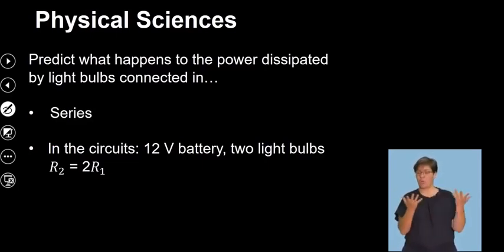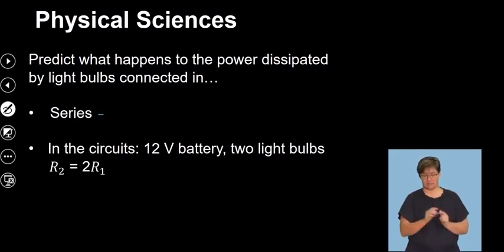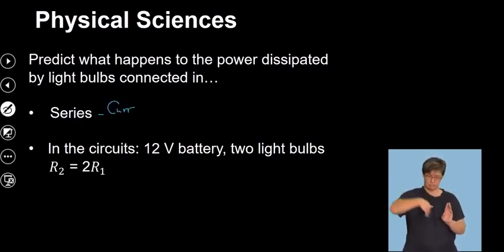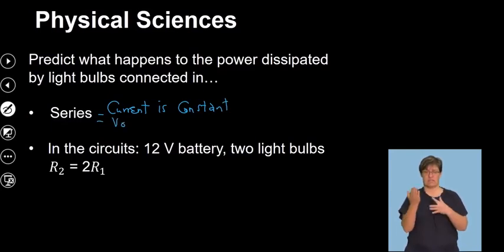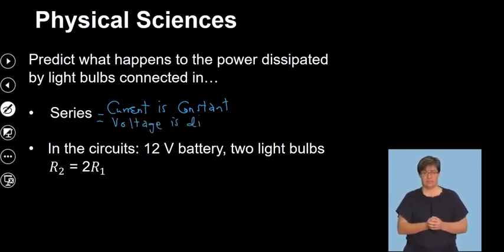Now we want to predict what happens to the power dissipated by light bulbs connected in series. First of all, let's agree that when a circuit is in series, it means all the current passes through that point. Current is constant. This is what we already know. And we also know that in a series circuit, voltage is divided. These are very important facts regarding a series circuit.